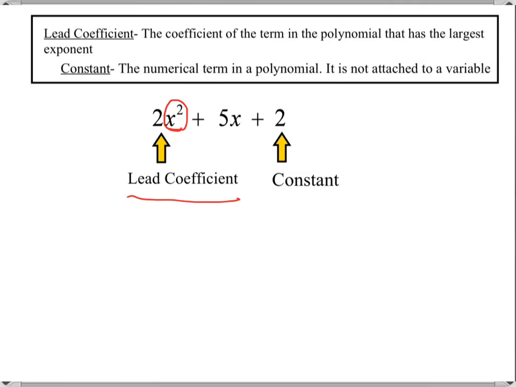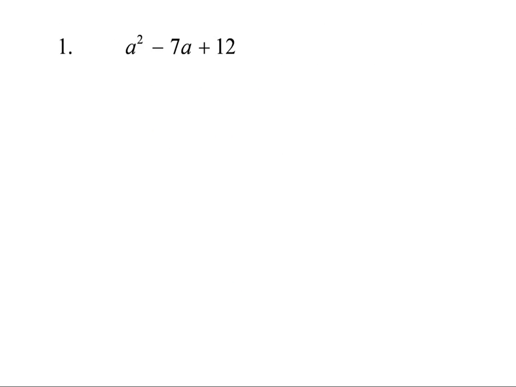The constant is the numerical term in the polynomial. It is not attached to a variable. But remember, we can consider this as being multiplied by x to the 0 power, but we don't often write that. So as it's written in the polynomial, the constant is not attached to a variable. Okay, so 2 is the constant in this polynomial.